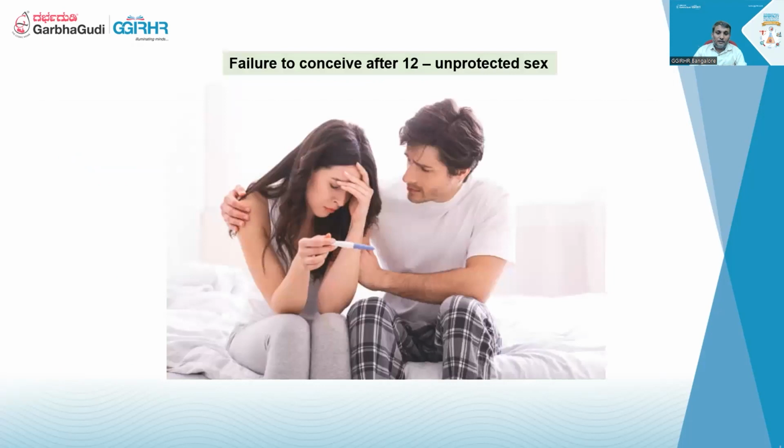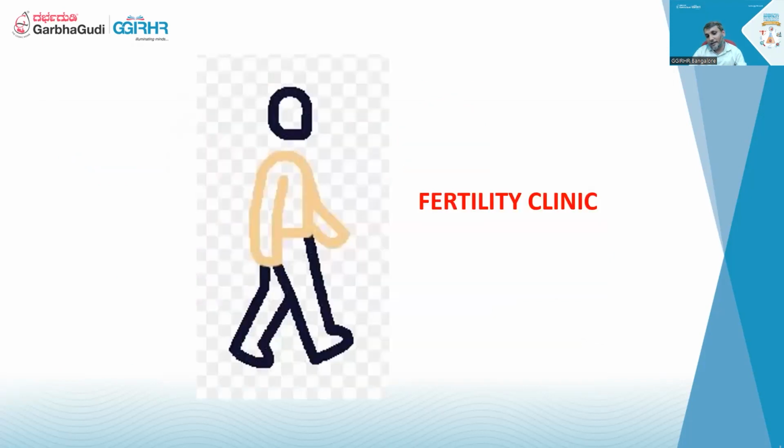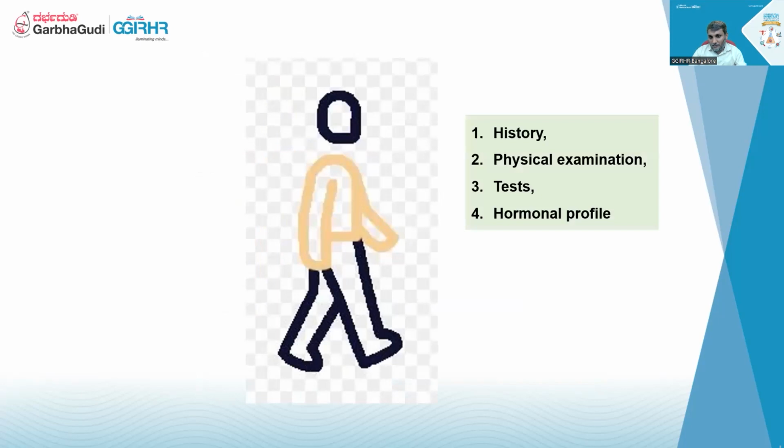Now let us enter into our real topic. If a patient is unable to conceive after 12 months of unprotected sex, they usually walk into the infertility clinic. Here I'm going to deal only with the male. Once they walk into the infertility center, the protocol is, if you read any book, it will give these 4 headings.